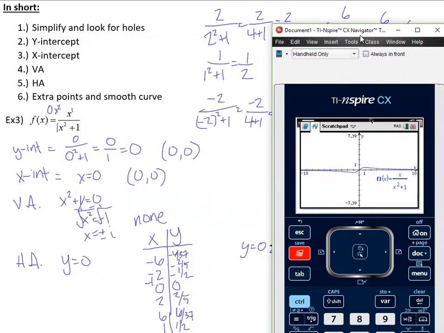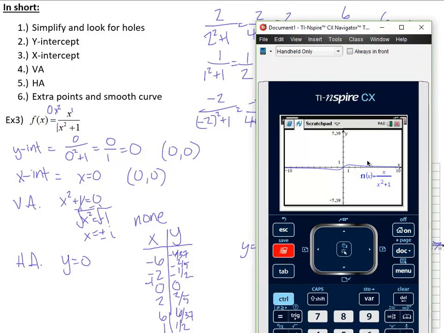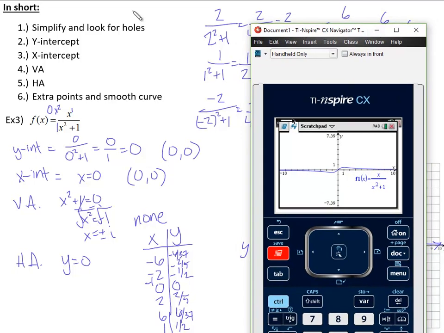Okay, so that's it. We will talk about non-horizontal asymptotes, like slant asymptotes and other asymptotes, next time. But that's it for now.